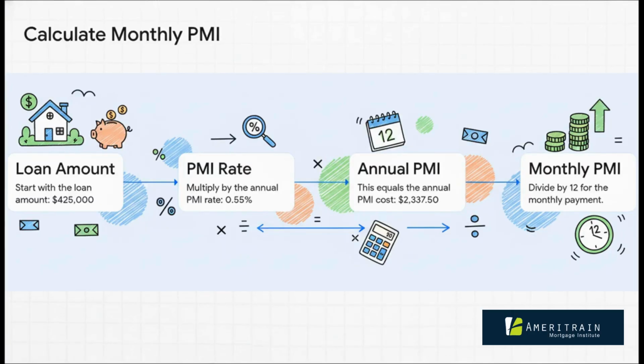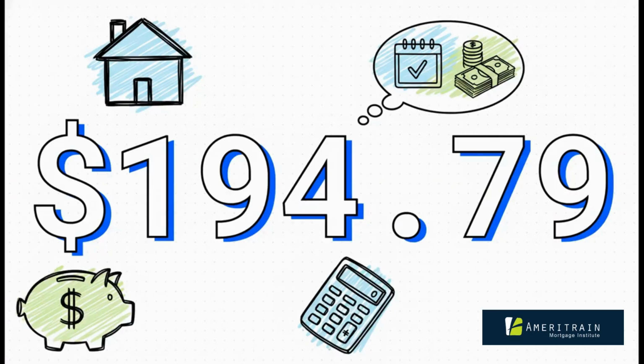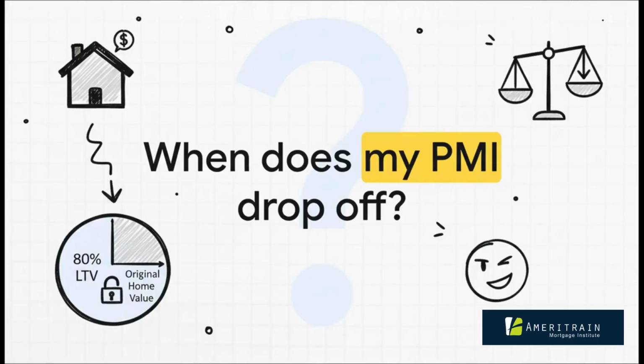The math to figure out the monthly cost is actually a breeze. You just take the loan amount, multiply it by the PMI rate, which can vary, but we'll use a common one, 0.55%, and that gives you the annual cost. Then just divide that by 12. So for our loan, that adds an extra $194.79 to the monthly payment. When you can calculate this on the fly, you're showing your client the real-world cost of their down payment choice right then and there. I guarantee this will be the #1 question you get about PMI, and answering it with confidence makes you look like a rock star.